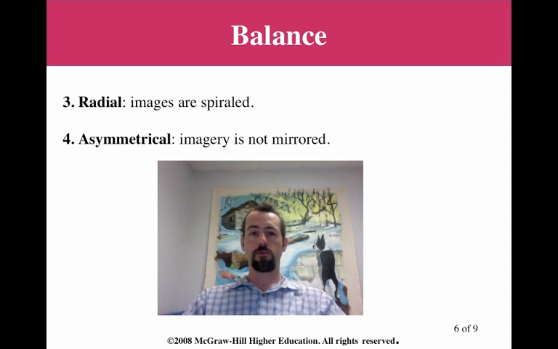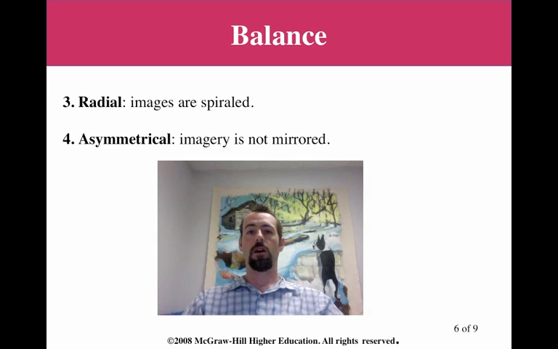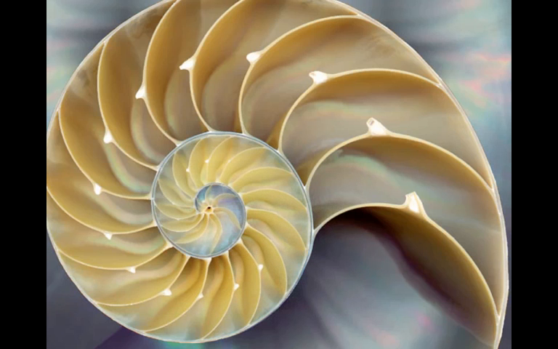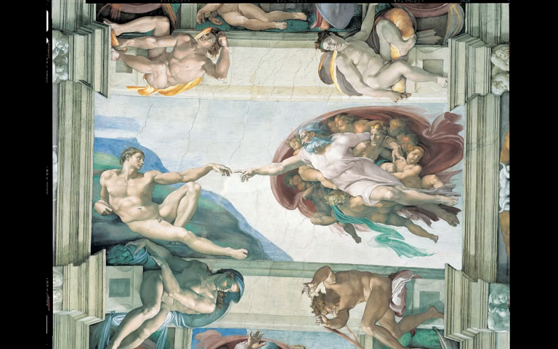Other two types of balance are radial balance and asymmetrical. Asymmetrical is things are totally off from left to right or from top to bottom. They don't look the same on top or bottom or left to right. And also radial images are spirals. Here's an example. This nautilus shell. Fairly obvious radial balance. However, this is symmetrical and radial at the same time. Kind of spirals. It's round in nature. So this actually exhibits an example of both symmetrical and radial. But here's an example of asymmetrical. Completely different from left to right and top to bottom.